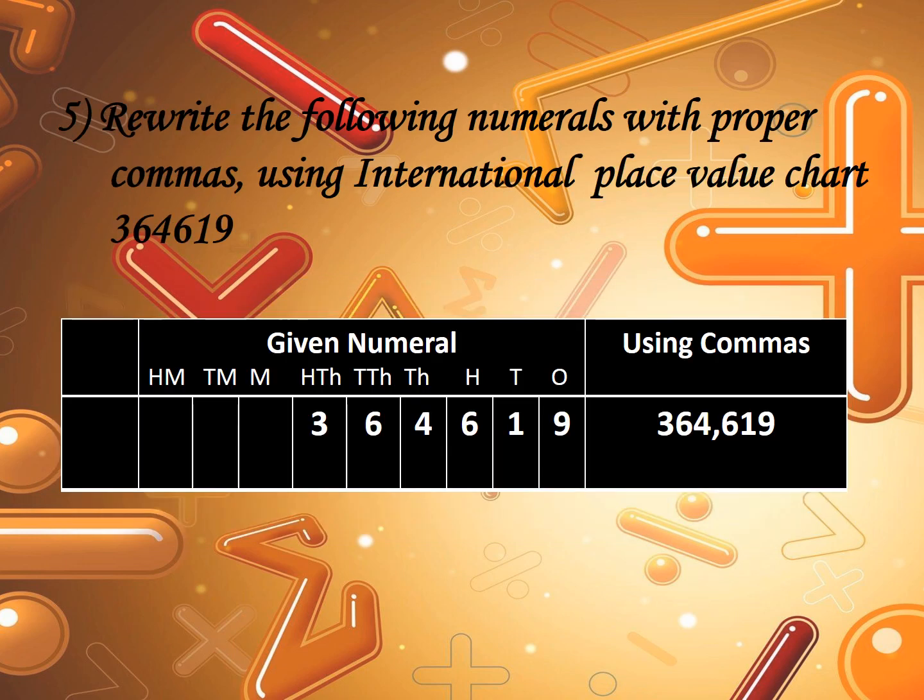Question number 5. Rewrite the following numerals with proper commas using the international place value chart. The number is 364619. In the given numeral, 3 is in the 100,000 place, 6 is in the 10,000 place, 4 is in the 1000 place, 6 is in the 100 place, 1 is in the tens place, and 9 is in the ones place. While using the commas, you will be dividing the numbers into 3 bunches or groups.